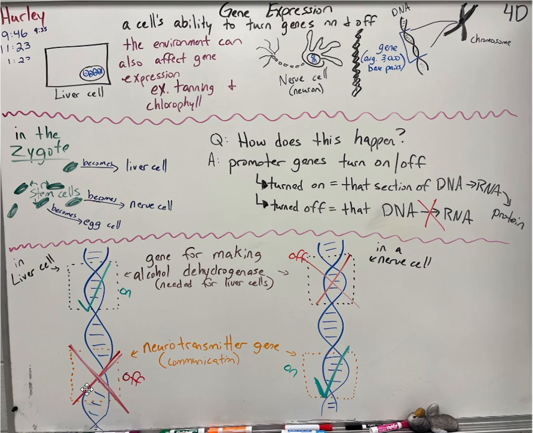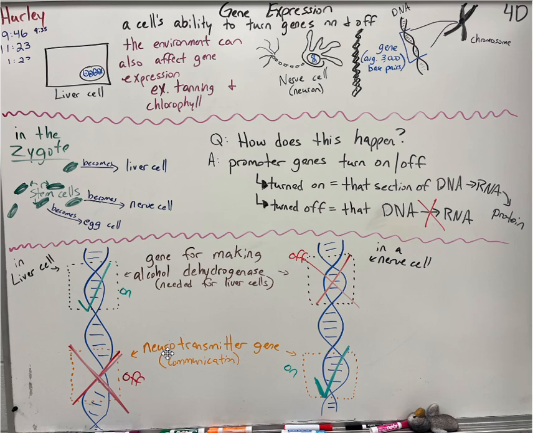So let's look down here, another way of showing this. I've got a DNA. I try to draw this strand and this strand the same. This over here is the DNA that would be in a liver cell. This would be in a nerve cell. And the DNA for making alcohol dehydrogenase is a gene. So there's a gene for making that. That is needed for liver cells. That's not needed for nerve cells. So in liver cells, that gene, the promoter, is on. So you see these sections in liver cells it's turned on, in nerve cells it's turned off.